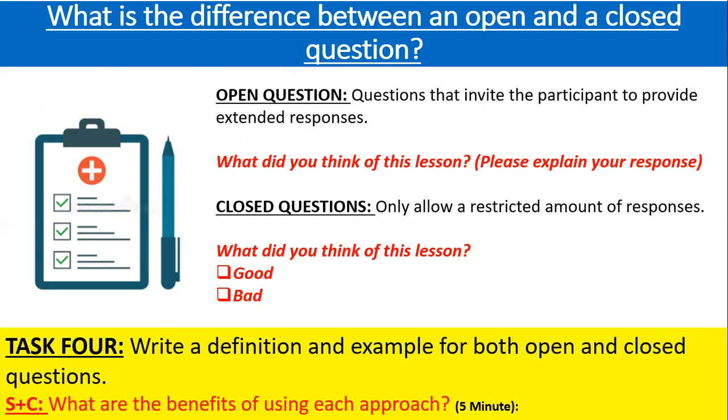But if you're really going straight for the structured and sort of numerical positivist response, you're going to have a closed question. So it's only allowing a restricted amount of responses. So it might be multiple choice or just a one-word answer for you to respond to. So we've got one here. So what did you think of this lesson? Good, bad. So it makes it very clear. It's easy to measure. It's numerical, but it's not really getting validity. It's not really going into the depths of why.